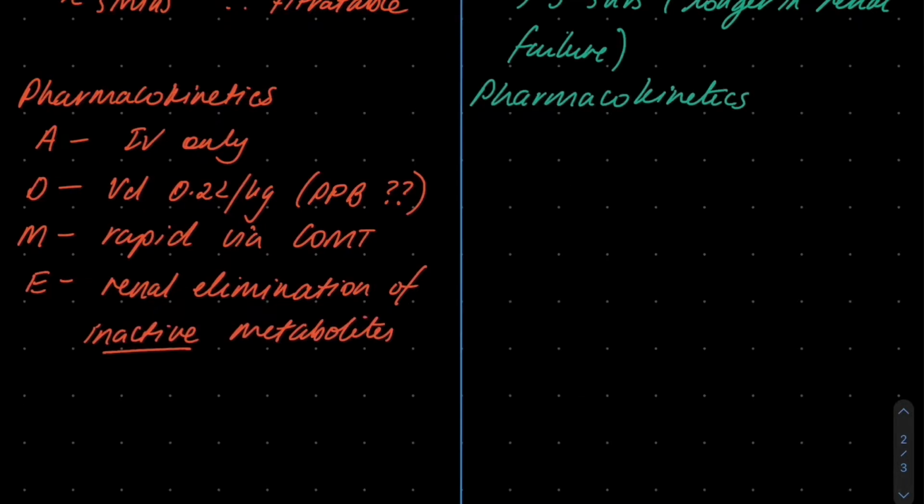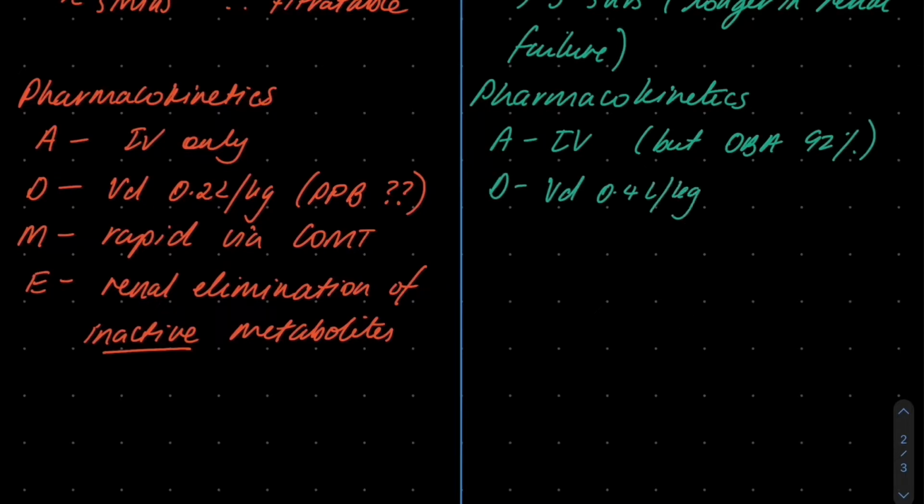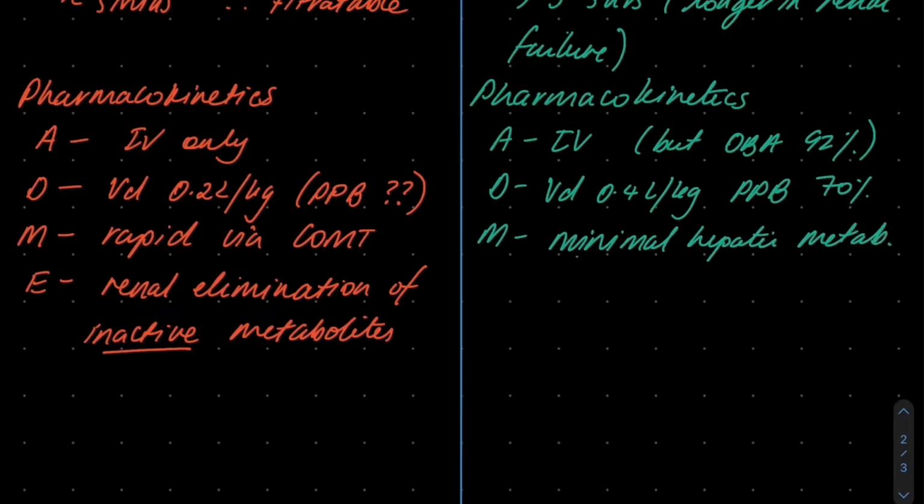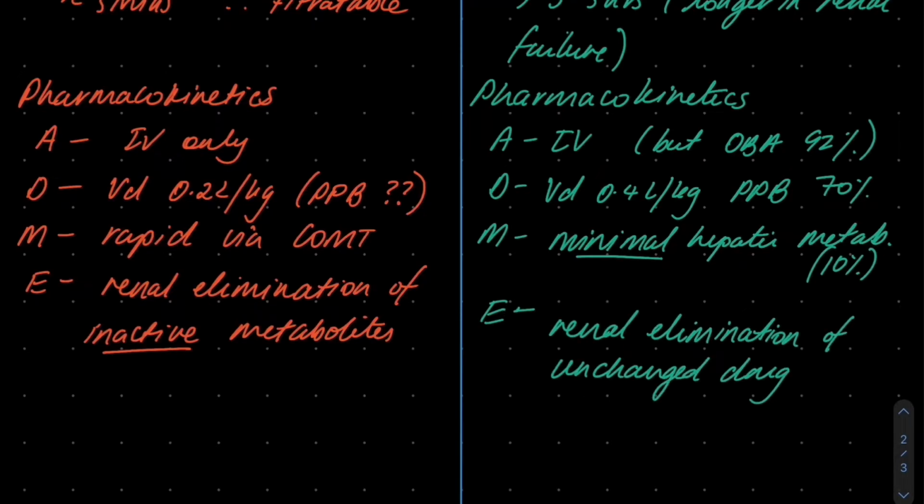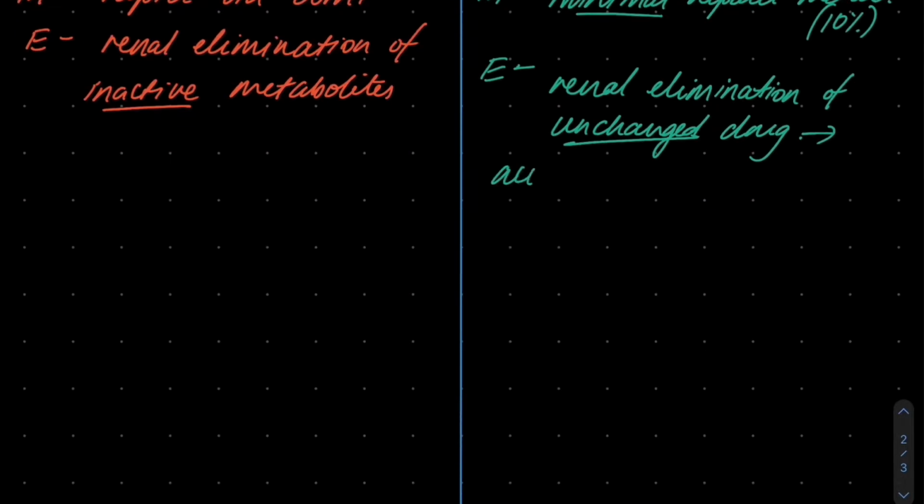On the other hand, milrinone is primarily given intravenously, but it does have an oral bioavailability of 92%. Its volume of distribution is slightly larger at 0.4 liters per kilogram and it has a plasma protein binding of 70%. It has minimal hepatic metabolism, around 10%. It's primarily eliminated by the kidneys in the unchanged form. This is important because it can accumulate in renal failure.